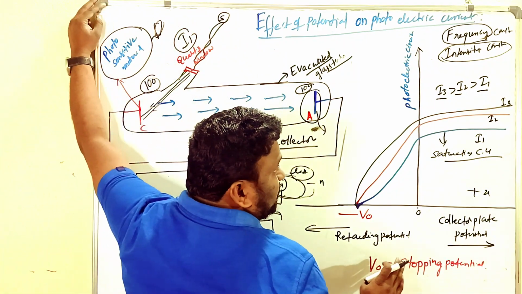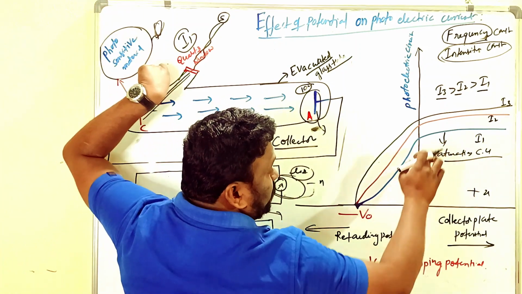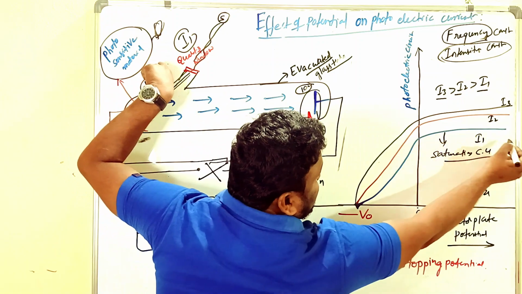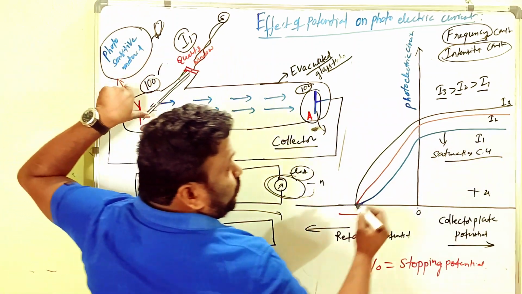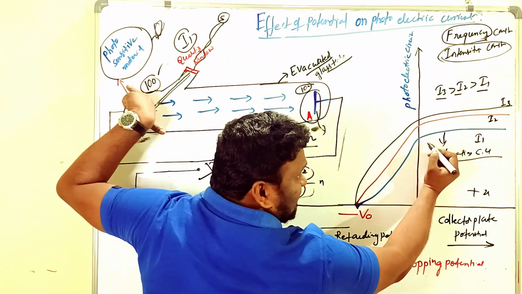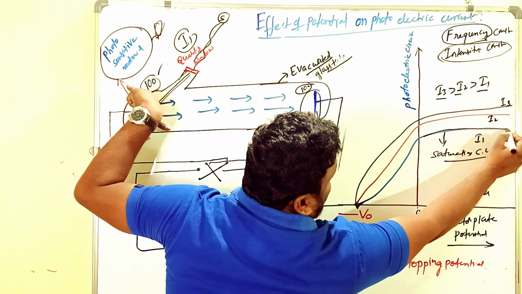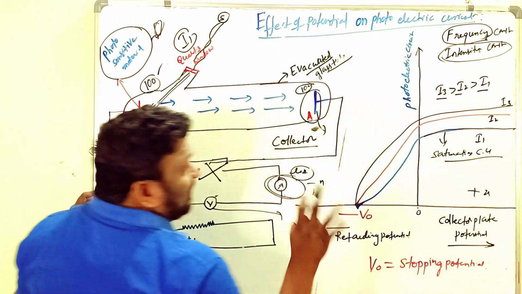When I1 is incident on the quartz window, the number of electrons received, how many are we saying here? 100. So the maximum number of electrons are emitted, and the maximum number of electrons are collected. Then this photocurrent is saturated. That is what you have to say, saturation current.